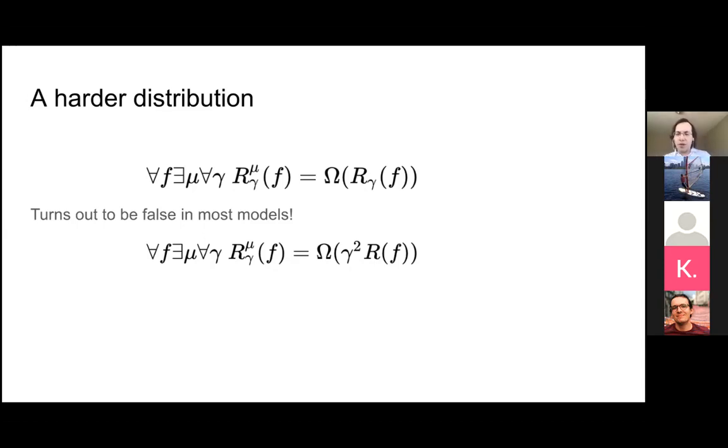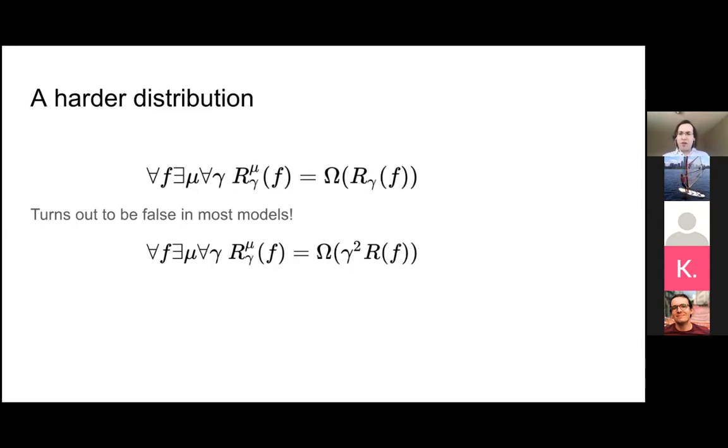By the way, here I'm using R of F with no gamma to denote the constant error regime, the constant error cost of computing F. So you can always amplify an algorithm that achieves bias gamma in the worst case to one that achieves constant bias or constant error in the worst case. And this will cost you 1 over gamma squared.